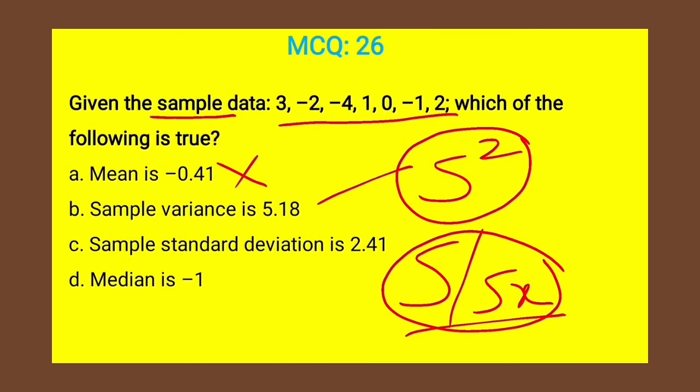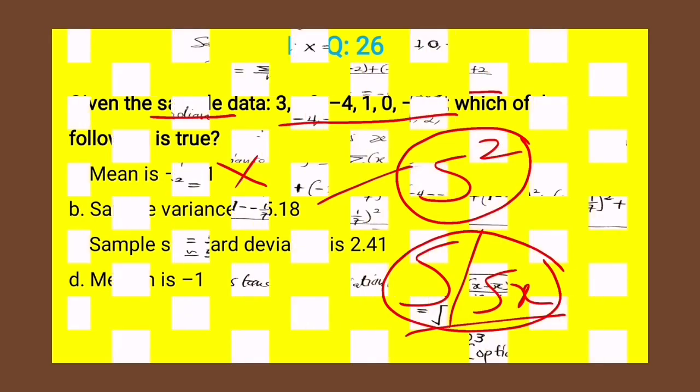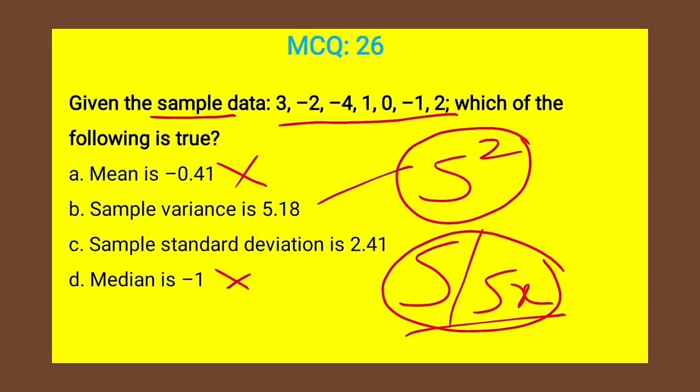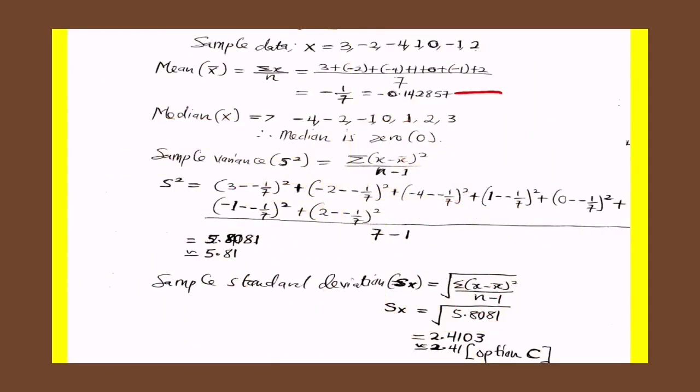The median is -1, but then we had 0. So that means the median is also out. It's not pass, so it's also out. So let's go for the sample variance.